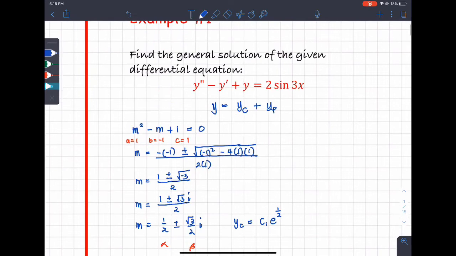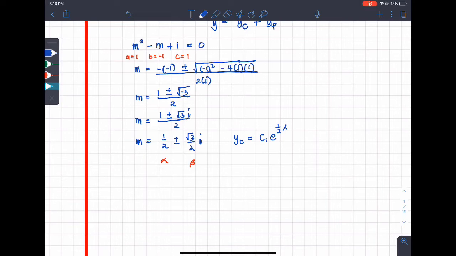So this would be in terms of x, so 1/2 x, and then cosine beta, which is square root of 3 all over 2x, and then plus c2 e raised to 1/2 x, this time it would become sine square root of 3 all over 2x. So that would be our complementary solution.